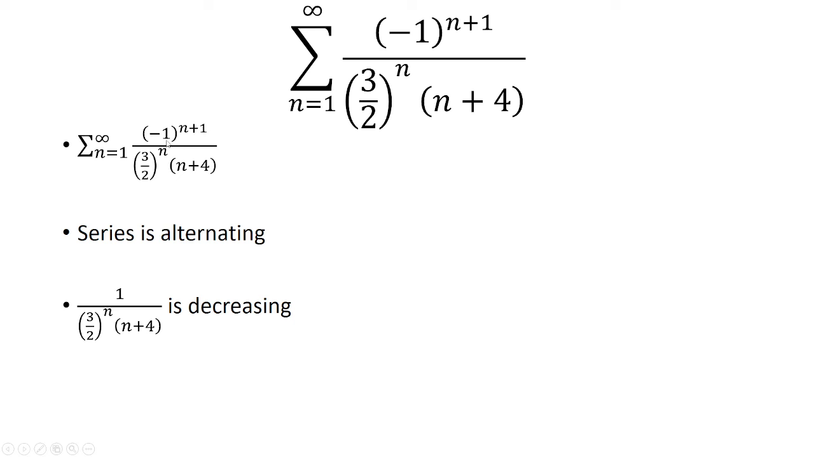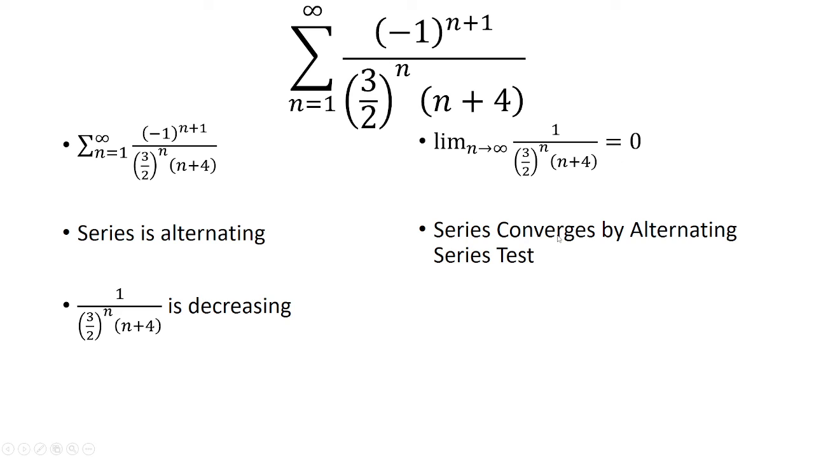The sequence that is inside the sum, excluding the -1 to the n+1, is this, and clearly this is decreasing because the denominator is getting bigger and bigger, so the whole thing is getting smaller. And now if you take the limit as n approaches infinity, the denominator gets really big, the numerator is just 1, so 1 over really big numbers is just approaching 0. So by the alternating series test, the series converges.